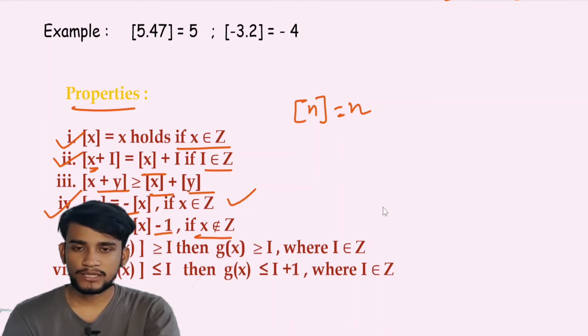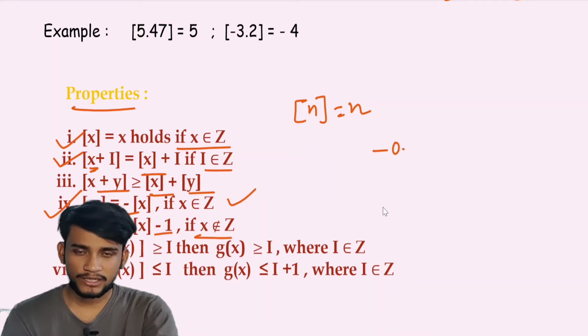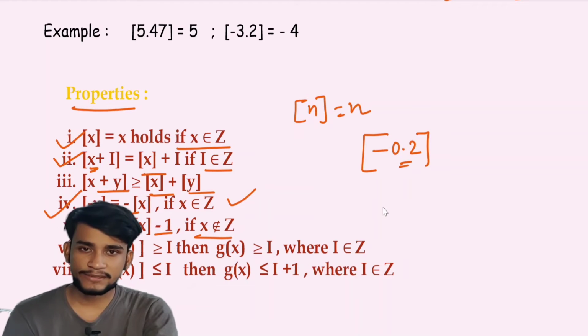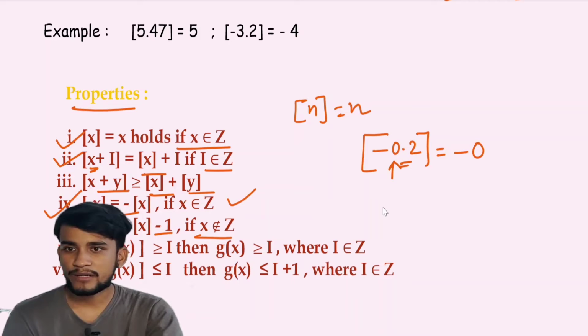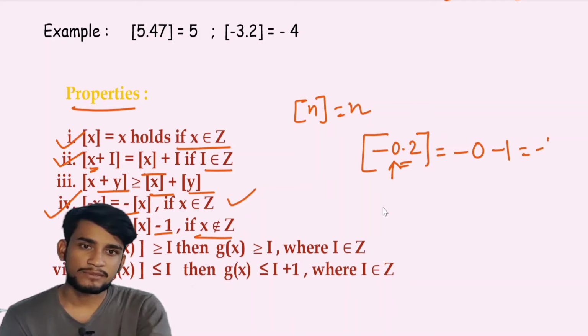That means if we take any number like minus 0.2, since this is not an integer, box of minus 0.2 is equal to minus the nearest integer, which is 0, so minus 0, and minus 1 from property number 5. So minus 0 minus 1 gives minus 1.